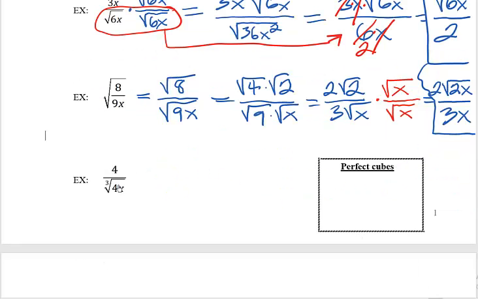Okay, now look at the third example, and I'm going to change things up a little bit here. This is the first example now that has something other than a square root. Okay, we've never done this before. Still, the goal is the same. I'm trying to get rid of this radical in the bottom. I'm trying to simplify, if at all possible.